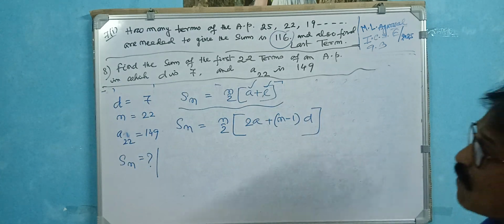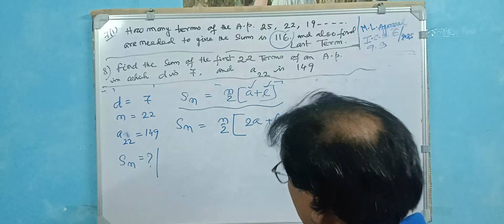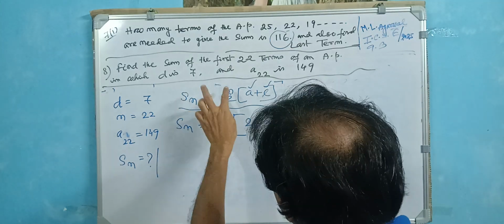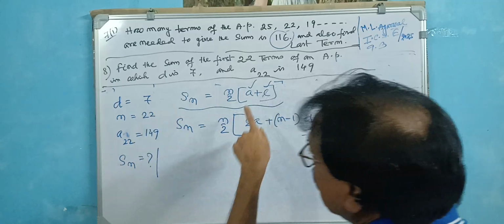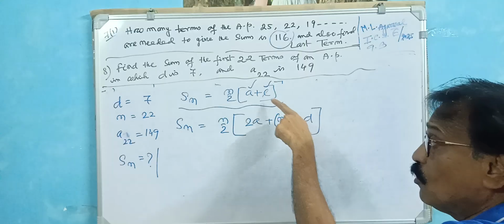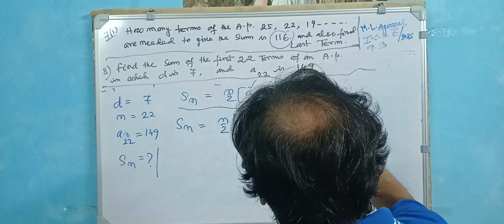Find the sum of the first 22 terms of the AP. That is S_n, the sum formula. That is n by 2 (a + l). You know n is 22, but you don't know the value of a, and you don't know the value of l. So this formula is not applicable.